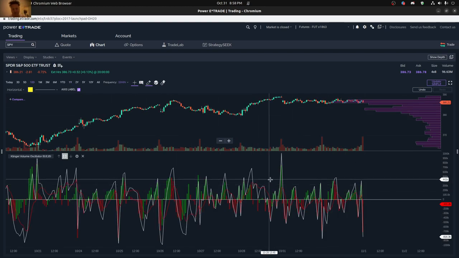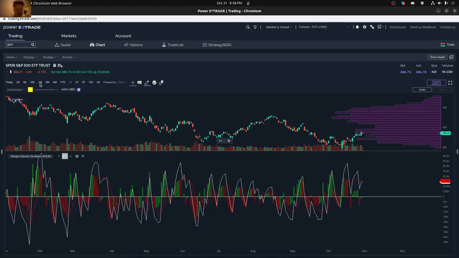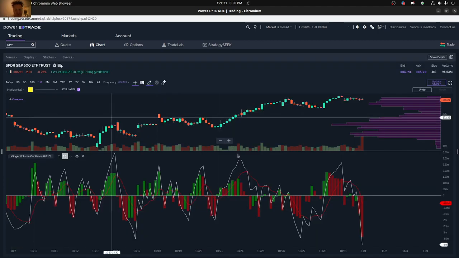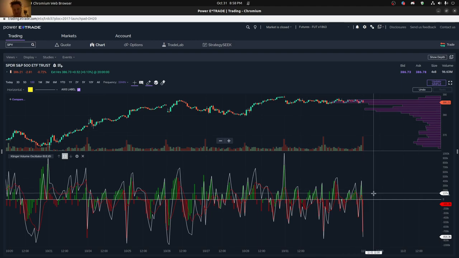So you definitely want to switch around time frames. I was using primarily the daily time frame in this analysis here, but it is nice to use the 60-minute time frame, as well as the 15-minute, 5-minute, and 1-minute. So those are all very helpful as well.